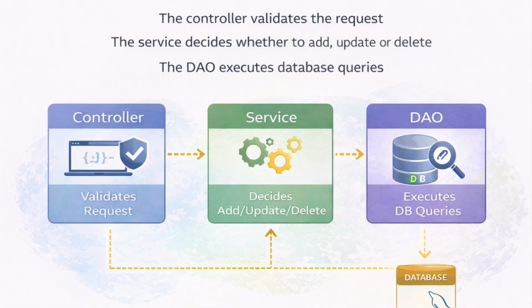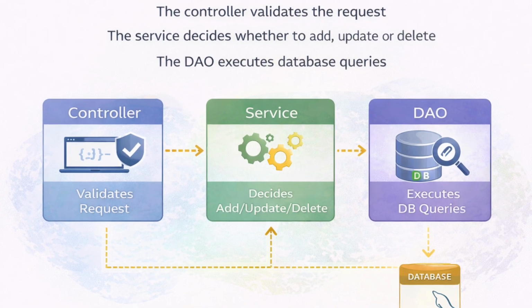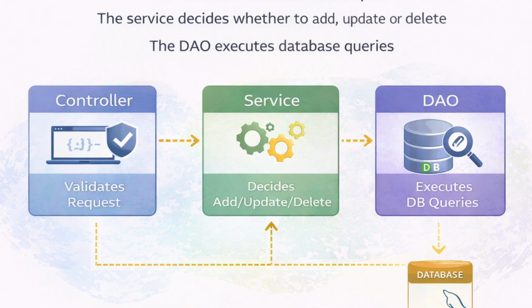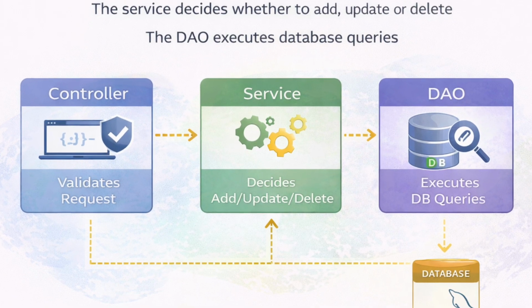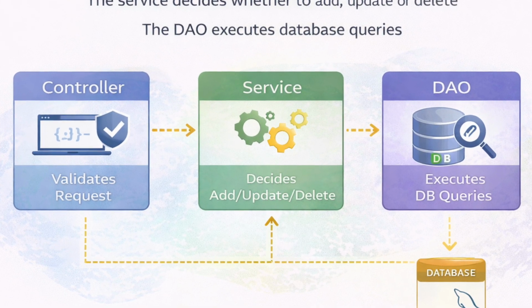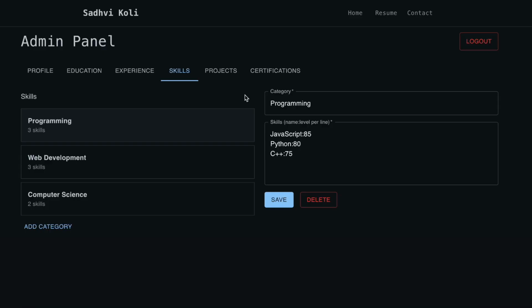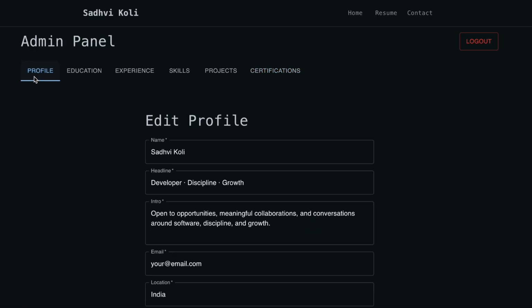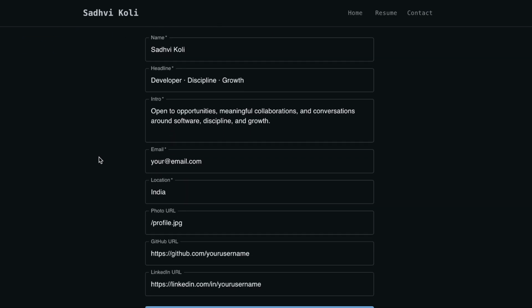For example, when I update a certification, the controller validates the request. The service decides whether to add, update, or delete. The DAO executes database queries. All deletes are soft deletes using an is active flag, which is a common production practice. Admin APIs are protected using token based authentication.